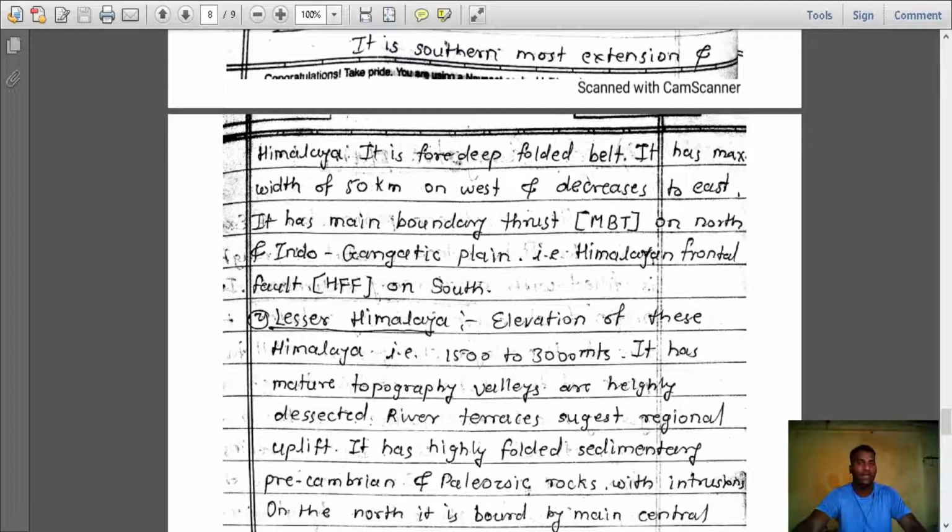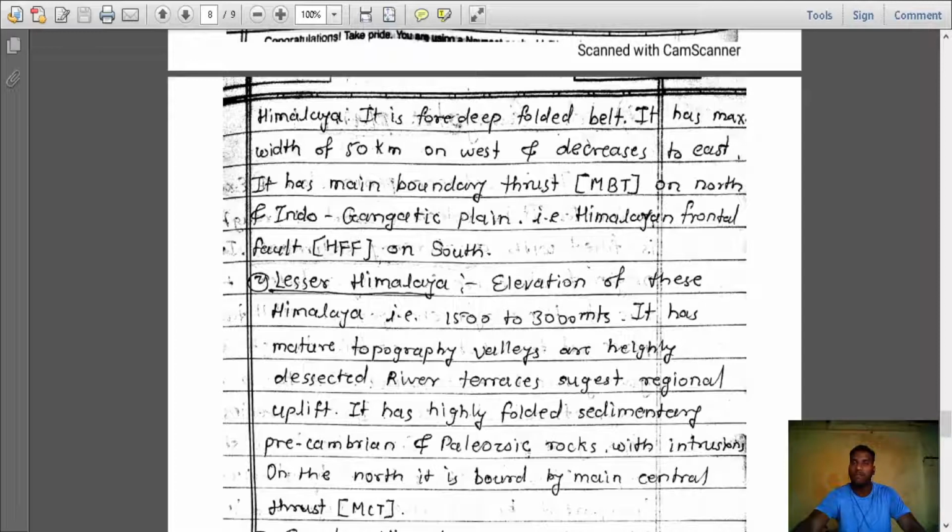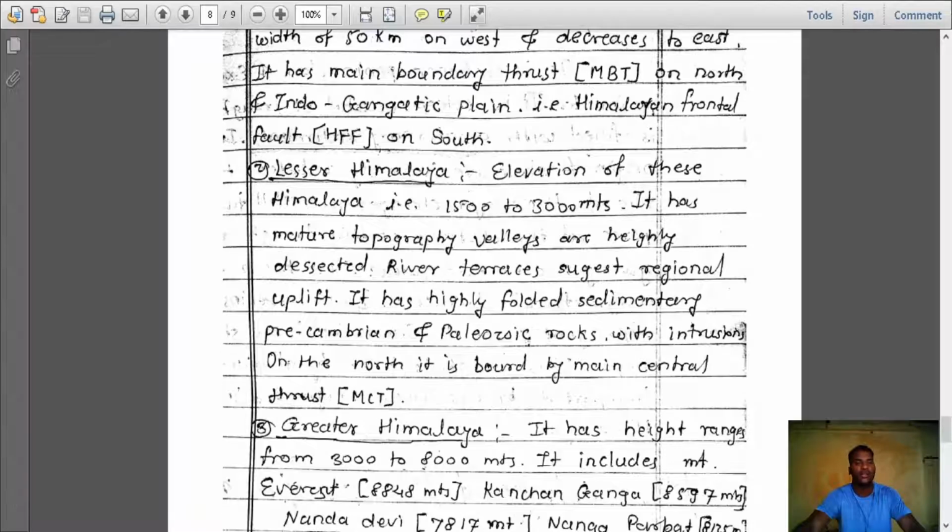Lesser Himalaya, the elevation of this Himalaya is 1500 to 3000 meter. It has mature topographic valleys that are highly dissected. Dissected river terraces suggest regional uplift. It has highly folded sedimentary Precambrian and Paleozoic rocks with intrusions. On the north, it is bound by the main central thrust.